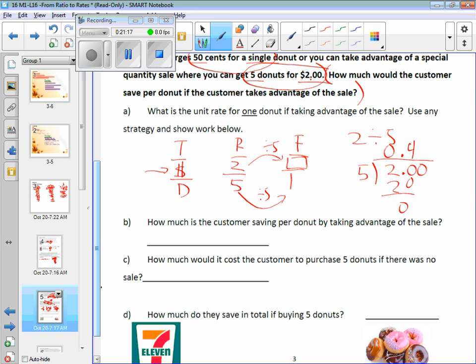Does it terminate? It does. 0.4 is what as money? Well, 40 cents. Is everybody okay with how I got 40 cents? Now I need to go back and say, all right, well, it's 40 cents per donut if I take advantage of the sale. If I don't, what's it costing me per donut? So now I need the first part of that word problem. 50 cents. So now let's take a look at what they're asking me. How much is the customer saving per donut by taking advantage of the sale?